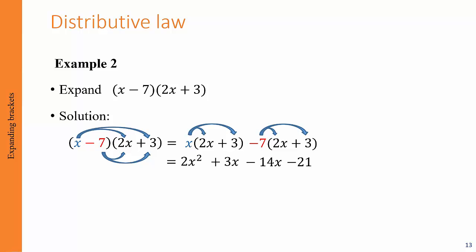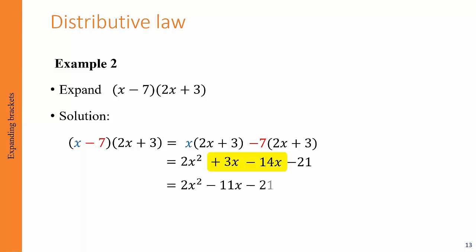Notice that we can work with the 2 brackets at once as we did on the left side there, or we can split them up into 2 brackets as we did on the right hand side. Now we have 2 like terms there, the 3x and the minus 14x can be combined into a minus 11x. And that is our solution.